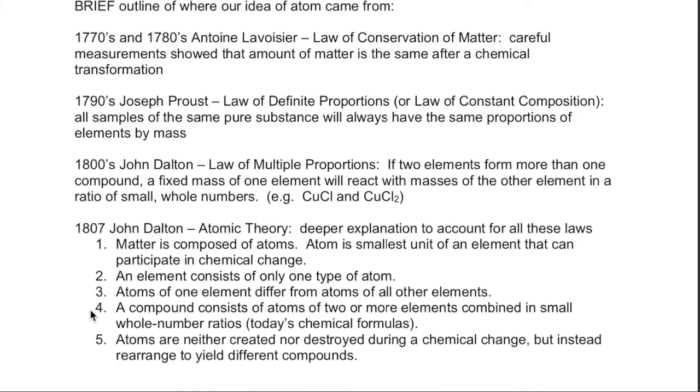A compound consists of atoms of two or more elements in small whole number ratios. At the time, we didn't have chemical formulas, but the chemical formulas that we write today follow this model that Dalton proposed. And then we have the observation that the atoms rearrange to yield different compounds, but the amounts that we put in are going to be the amounts that we get out. So that reflects the law of conservation of matter that we've seen before.